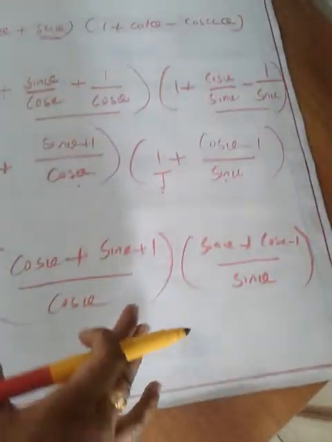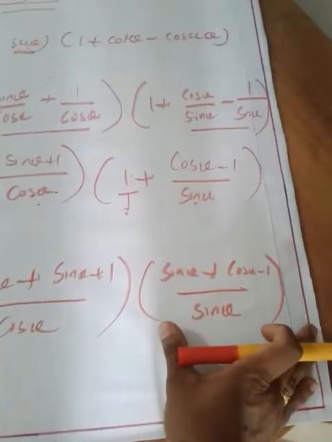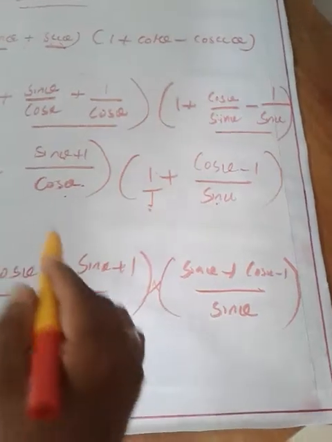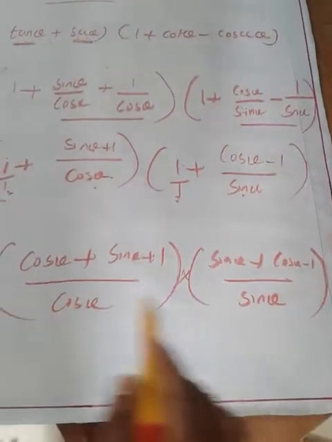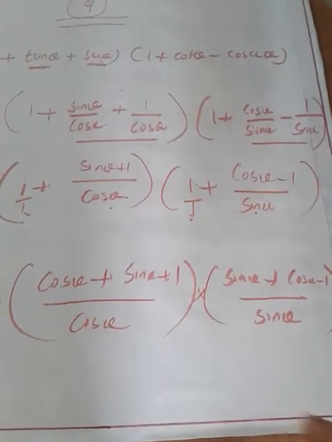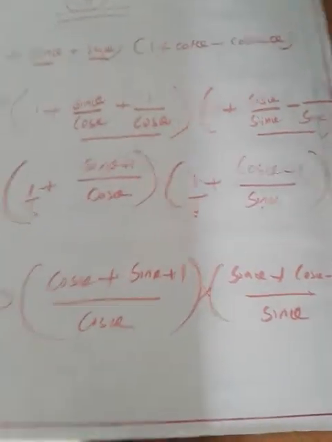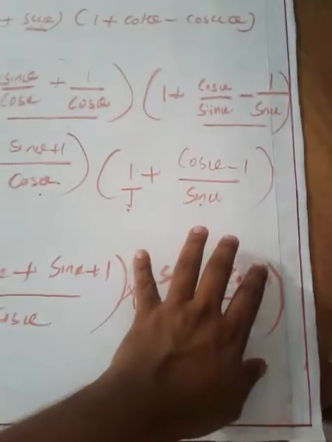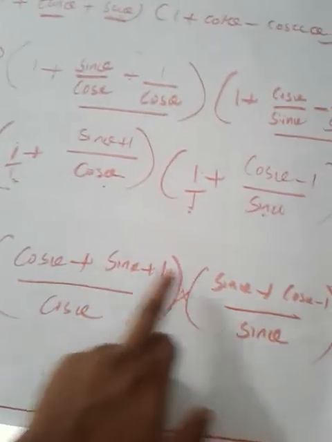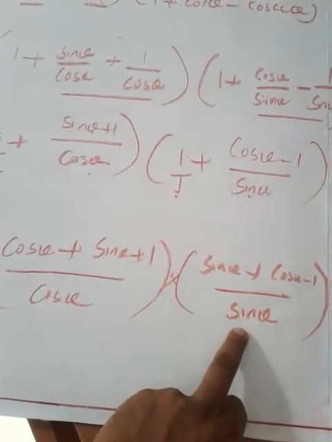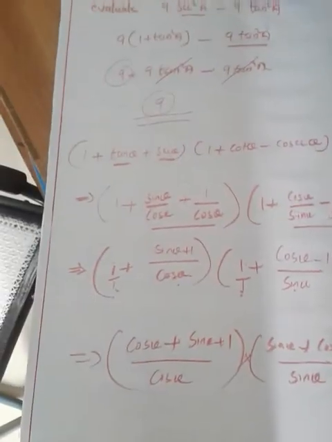Now it becomes a rational number. How to multiply two rational numbers? Multiply the numerators and multiply the denominators. That is the method we have to use. This is a rational number, this is another rational number. How to multiply two rational numbers? Just multiply the numerators, multiply the denominators.